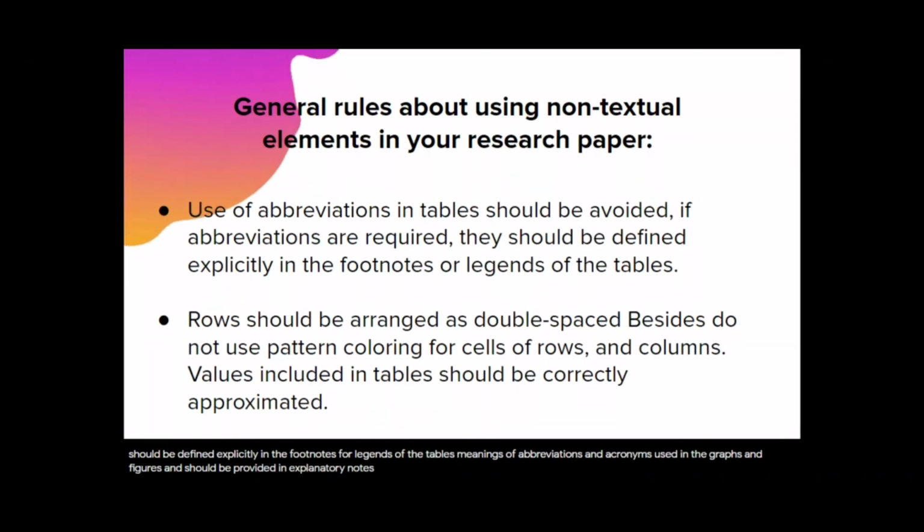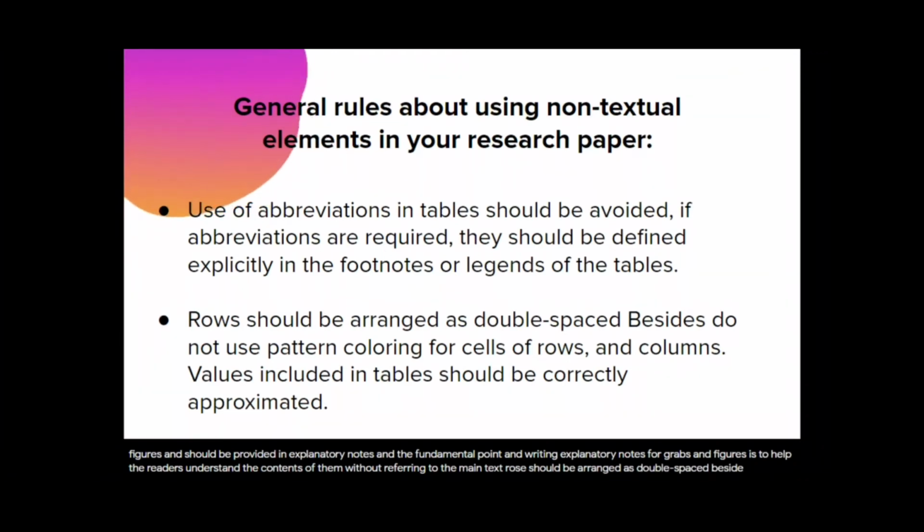And the fundamental point in writing explanatory notes for graphs and figures is to help the readers understand the contents of them without referring to the main text. Rows should be arranged as double spaced. Besides, do not use pattern coloring for cells or rows and columns. Values included in tables should be correctly approximated. In graphs, independent variables should be represented on the horizontal and the dependent variables on the vertical axis.